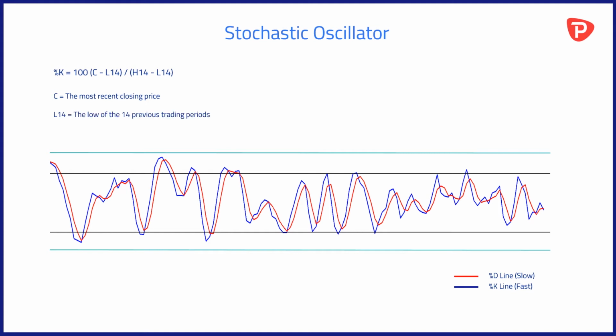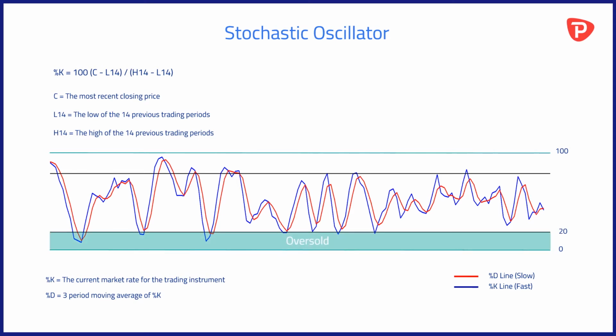The %D line is a simple 3-period moving average of the %K line. As I mentioned earlier, the stochastic oscillator is range-bound between 0 and 100, so when the stochastic lines go below 20, the market is considered oversold, and when the stochastic lines go over 80, the market is considered overbought, highlighted in the example we can see on the screen.